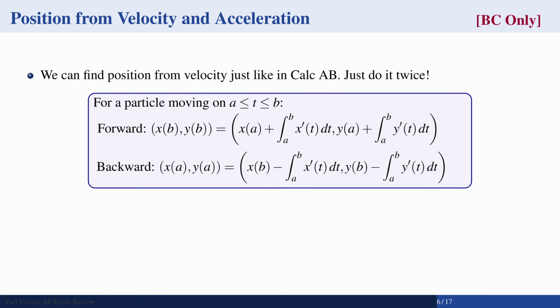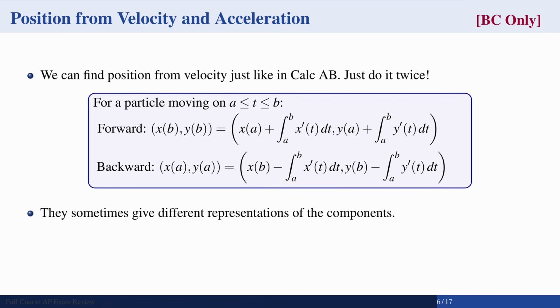We can go backwards in the same way. So if you want to find where you started, which would be x of a, comma, y of a, it's going to be where you ended for x, so x of b, minus the displacement from a to b, so minus the integral from a to b of x prime of t, and then the same thing is true for y. So just pay attention to what they're asking for. One thing that I see a lot of people get wrong, which is kind of a sad mistake, is everyone just assumes that it starts at t=0. Make sure you reread the problem right before you set up your integrals because it doesn't always start at 0.